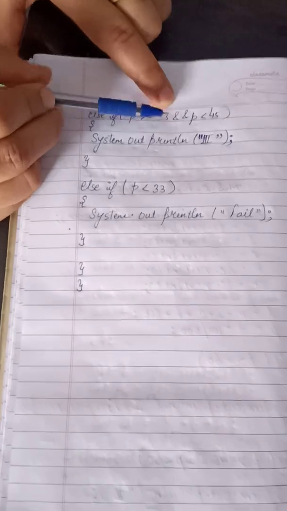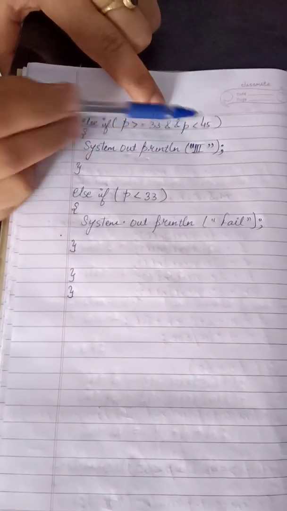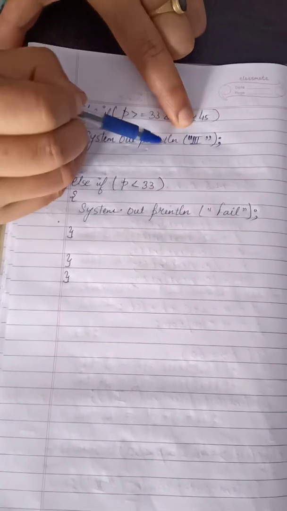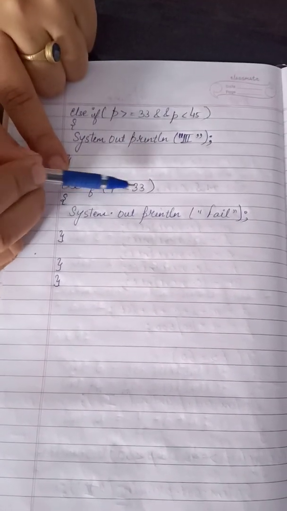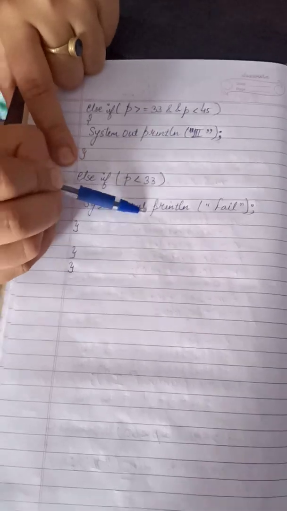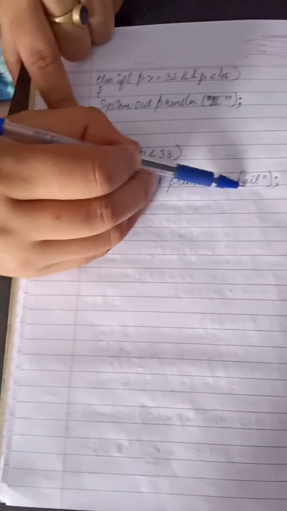Else if P greater than or equal to 33 and P less than 45, your division is third. If percentage is less than 33, system.out.println, it will print your fail.